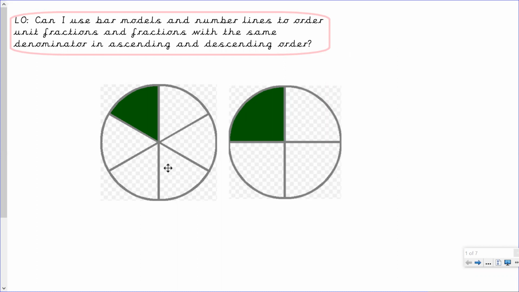Here are two shapes shown on the screen. Can you pause the video and write down two fractions that represent these two images? Okay, so we can see that the first image is a circle that's been divided into 1, 2, 3, 4, 5, 6 equal parts, and one part is shaded. So what fraction does that show? 1/6.